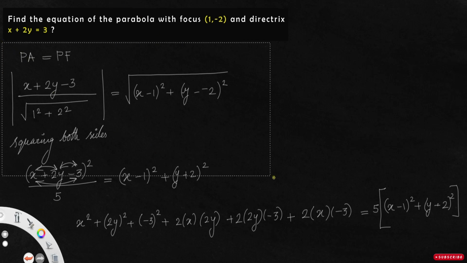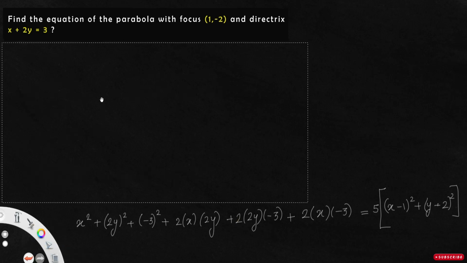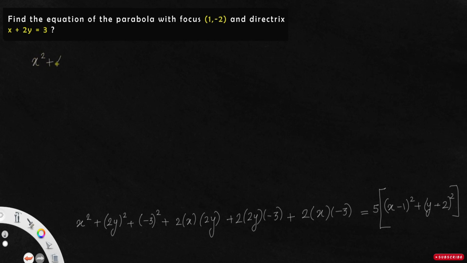So this will be x square plus 4y square plus 9, plus 2 into 2 is 4xy, minus 12y minus 6x equal to 5 into, upon expanding this I'll get x square minus 2x plus 1, that is the expansion of x minus 1 whole square, plus y square plus 2 into 2 is 4y plus 2 square is 4.